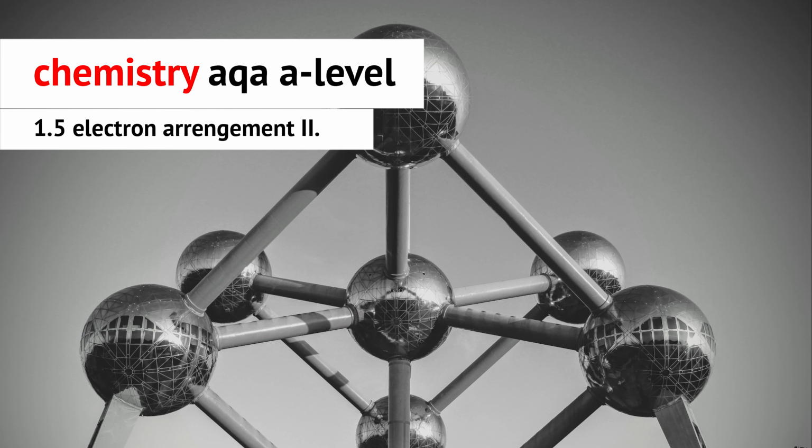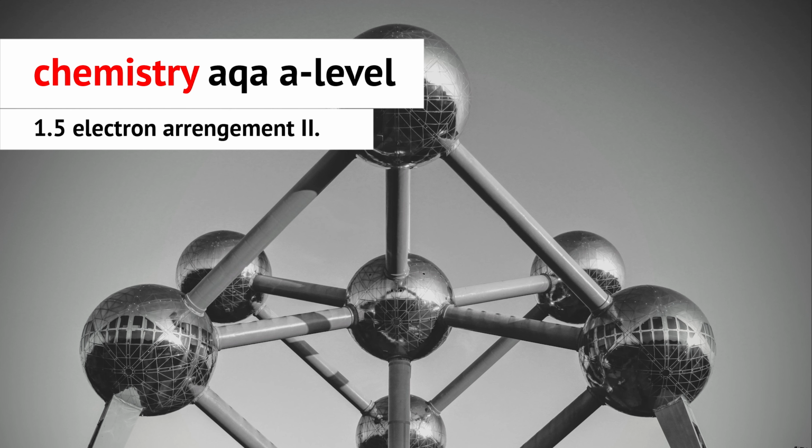Calcium with 20 electrons would be 1s2, 2s2, 2p6, 3s2, 3p6, and 4s2, which matches 2, 8, 8, 2. Notice how the 4s orbital is filled before the 3d orbital because it is of lower energy. After calcium, electrons begin to fill the 3d orbitals. So vanadium with 23 electrons is 1s2, 2s2, 2p6, 3s2, 3p6, 3d3, 4s2.